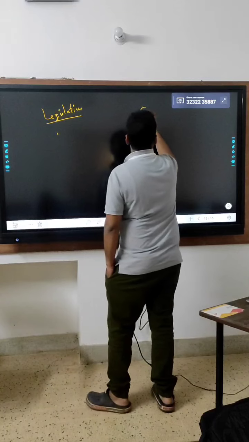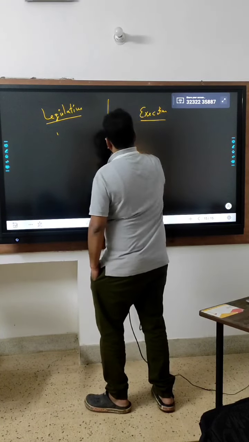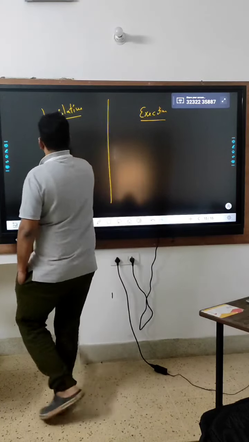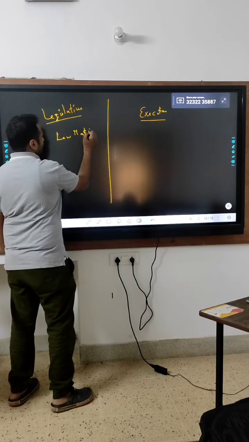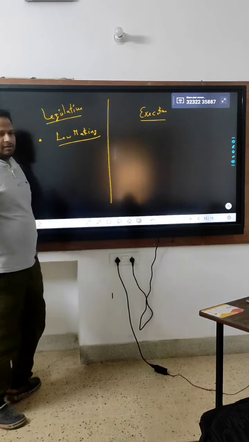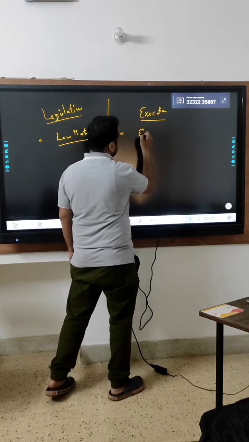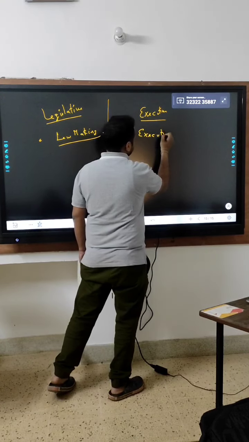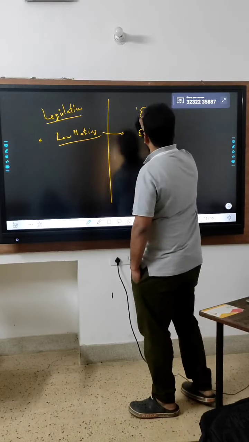This is executive. Legislative is more or less law making. Act, constitutional amendment वगैरह सब इसमें आते हैं. And this is execution of thing. Execution of the act, of the law. तो छोटे मोटे law होते हैं वो executive कुछ बना लेते हैं.